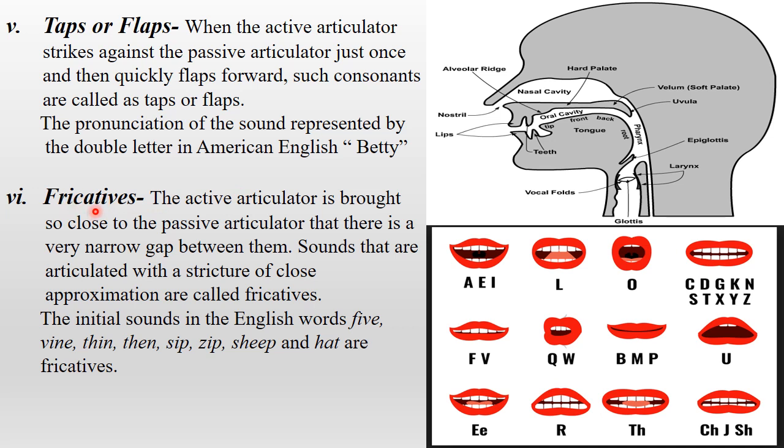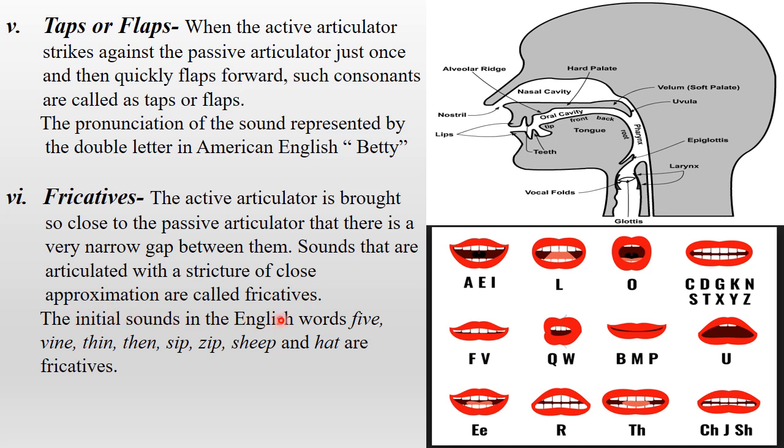Next is fricatives. The active articulator is brought so close to the passive articulator that there is a very narrow gap between them. Sounds that are articulated with a stricture of close approximation are called fricatives. So the active and passive articulators come close to each other and there is a very narrow gap between them through which the air can pass. Such sounds are called fricatives. So, let us see an example of such sounds.